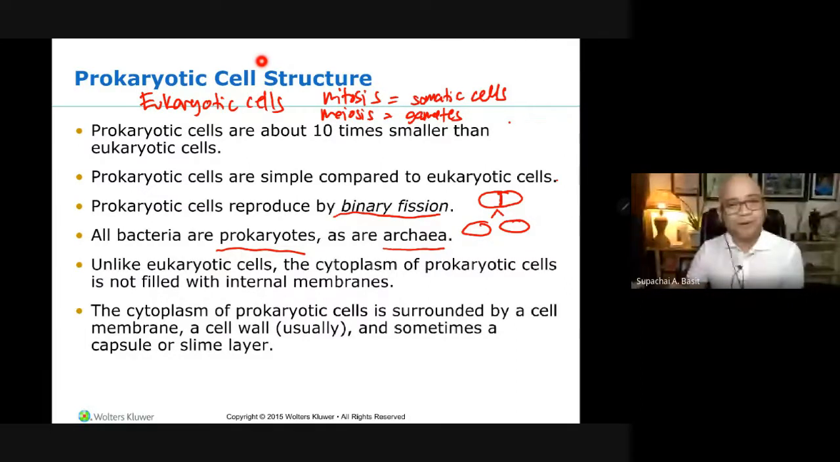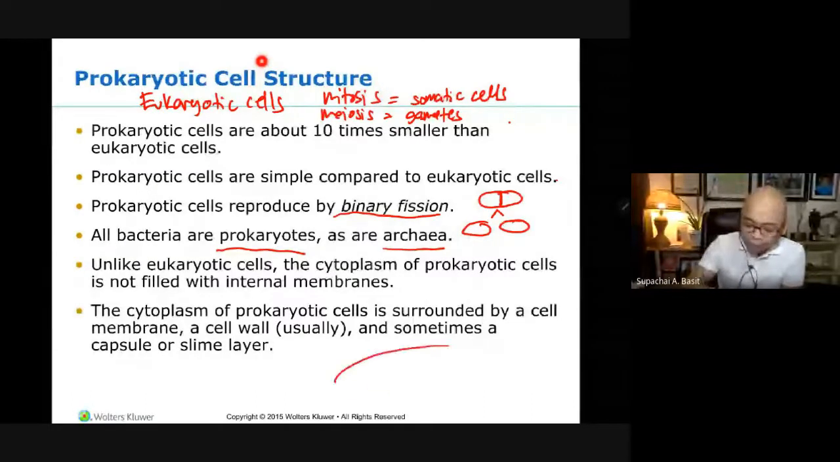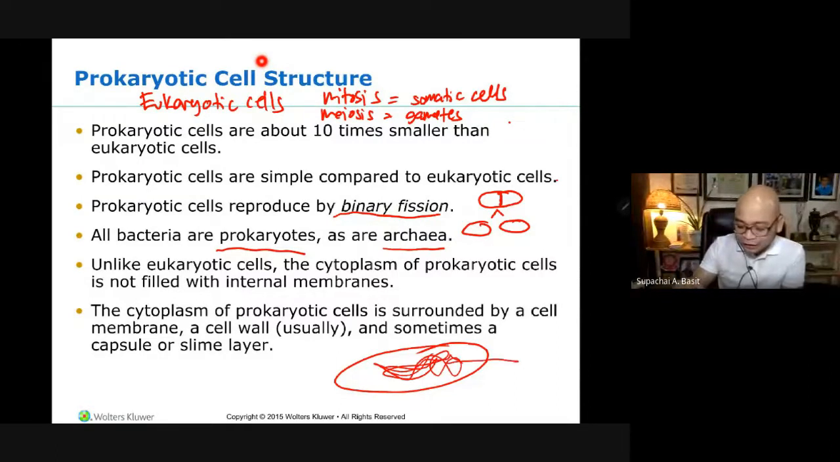Unlike eukaryotic cells, the cytoplasm of prokaryotic cells is not filled with internal membranes. In fact, you will not be able to find any nucleus in the prokaryotic cells. It's so simple, no? If this is a bacteria, you'll not find any nucleus, and instead of nucleus, what you can see here is a nucleoid. Okay, what you can see is a nucleoid. And what is a nucleoid? Nucleoid does not have a nuclear membrane. You'll not be able to find any nuclear membrane.